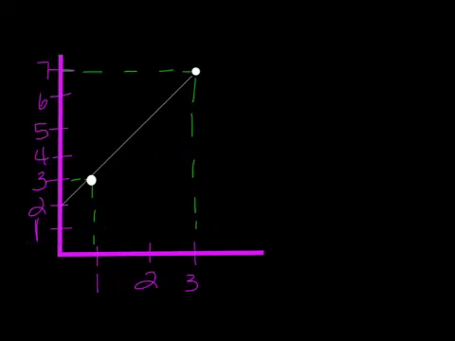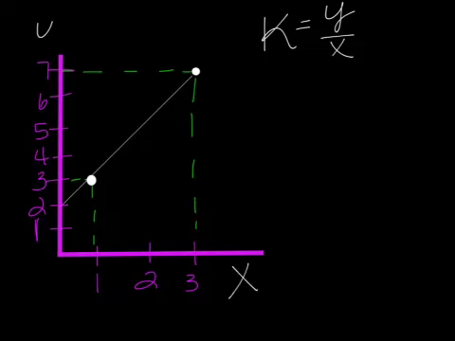Let's look at another graph. Remember, the first thing we have to do is look at our formula, k equals y over x. And to figure out what our y and x values are, we have to look at our axes. My horizontal axis is the x-axis, and my vertical one is the y, because y always points to the sky.